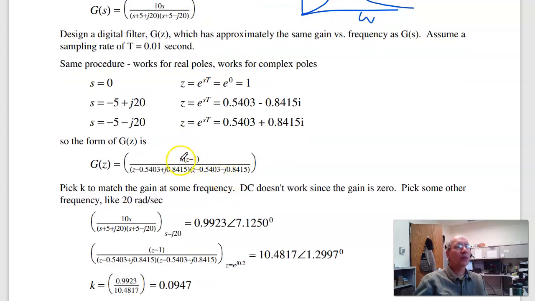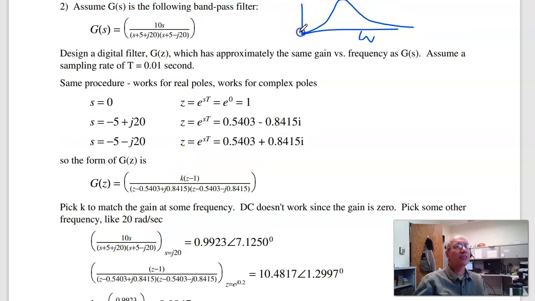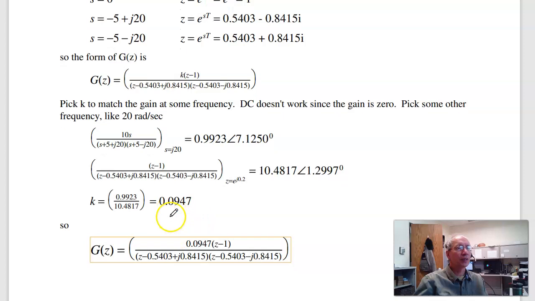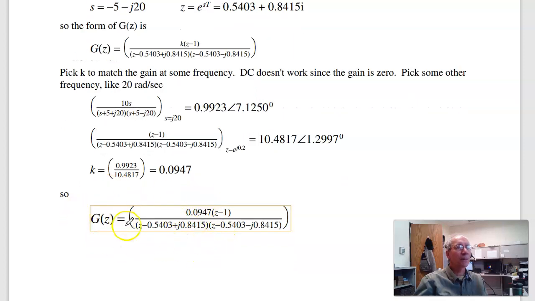K matches the gain somewhere. I can't pick DC because I get 0 equals 0. Pick somewhere other than DC. I'm going to choose 20 radians per second. At 20 radians per second, the gain is 0.99 for G of s. Pick K so that the discrete time filter also has a gain of 0.99 at 20 radians per second. So s equals j20, z is e to the sT, or e to the j0.2. Gain's off. Pick K to make the gain match up. K is 0.09. So there's my filter in the Z-plane.